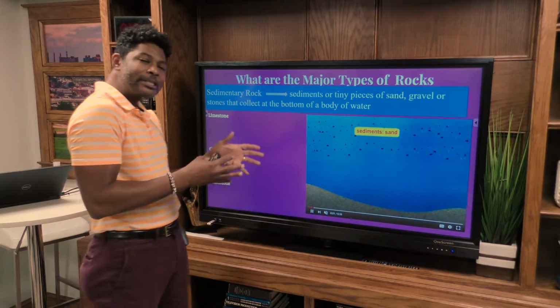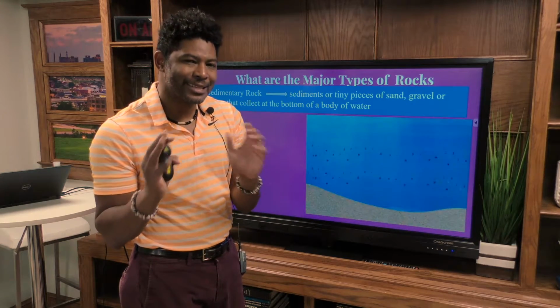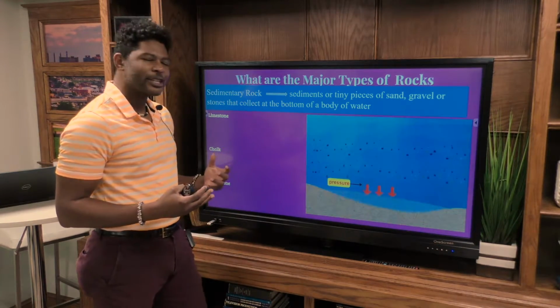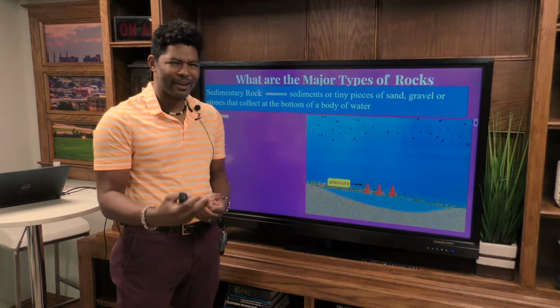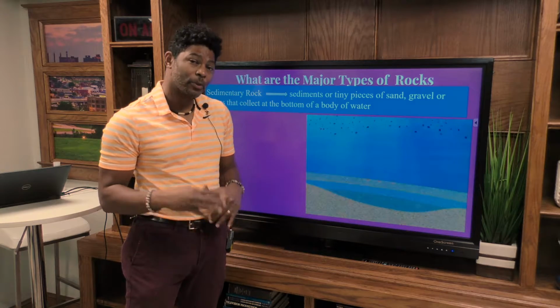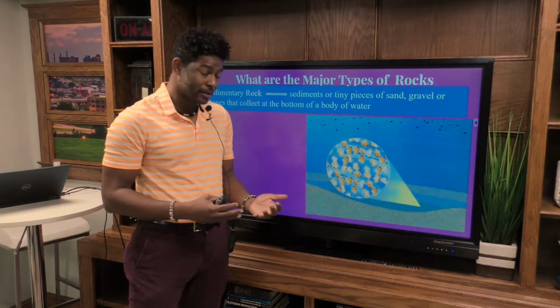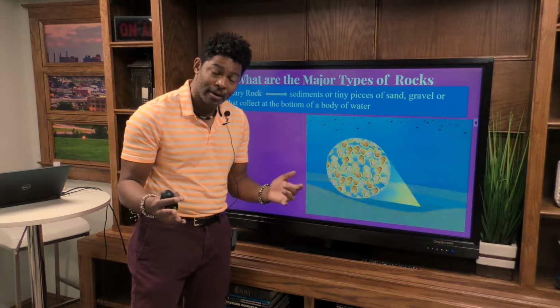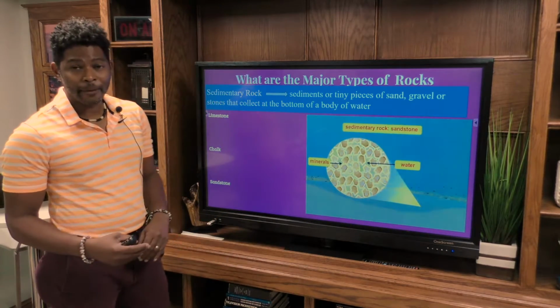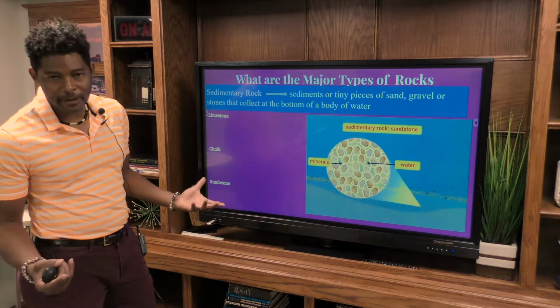In sedimentary rock, you have the word sediment. Now, what's sediment? Think of sediment as small pieces of sand or gravel or stone that have settled out in a body of water. So when we're talking about sedimentary rock, we're talking about rocks that are formed from the settling of sand, gravel, and stone. Now, some of these you may be familiar with.